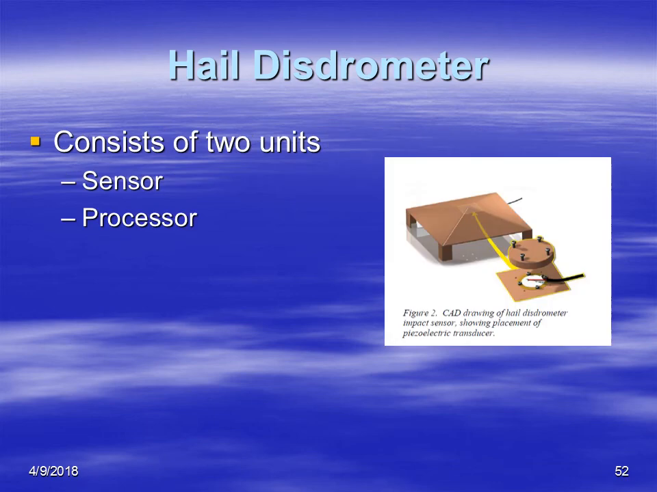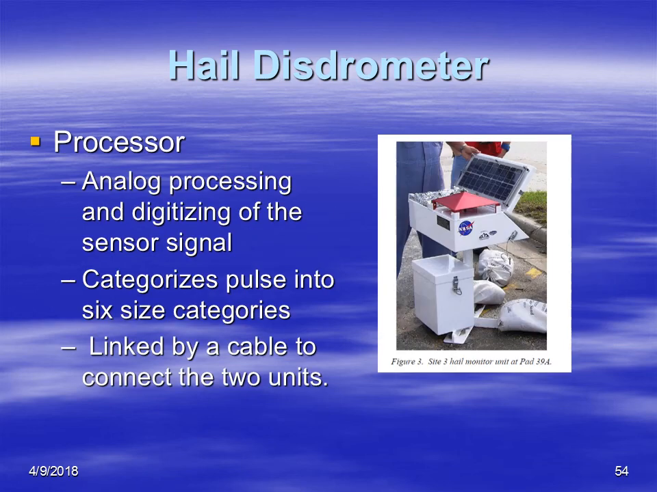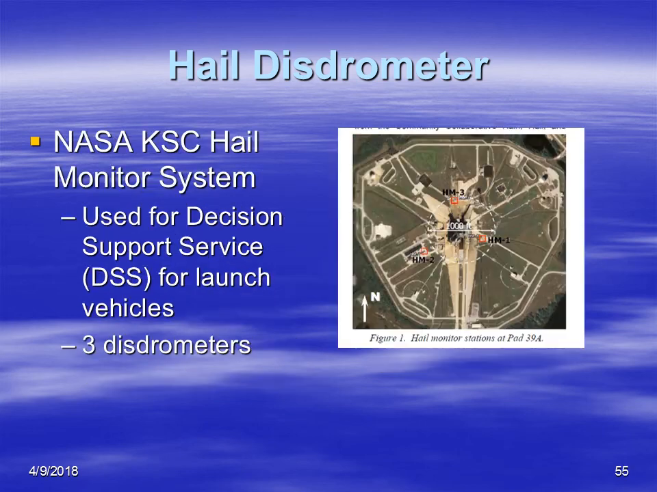So the distrometer is made of two units, a sensor and a processor. The sensor is exposed to the hail. In this case, the hail distrometer sensor is a metal sloping surface, and underneath it is a microphone. And the processor takes the analog signal and digitizes it, and then categorizes the sound pulses from the microphone into different categories, and from that it figures out the size distribution.